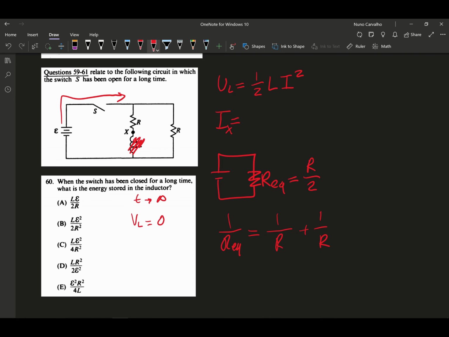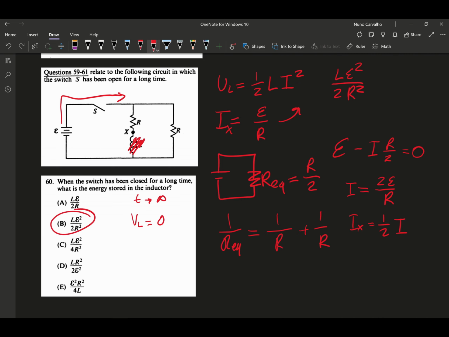Okay, cool. So then we can use Kirchhoff's rules to say that the voltage here minus I times R/2 is going to be equal to 0. And so then that means that I is just going to be 2 times the voltage over R, or 2 times the EMF, like that. And then let's keep in mind that Ix is going to be equal to 1/2 of the I through the battery, which is to say that Ix is going to be the EMF over R. Okay, so then we just plug that in and we get L and then EMF squared times 2 over R squared. And that answer choice is going to be B.